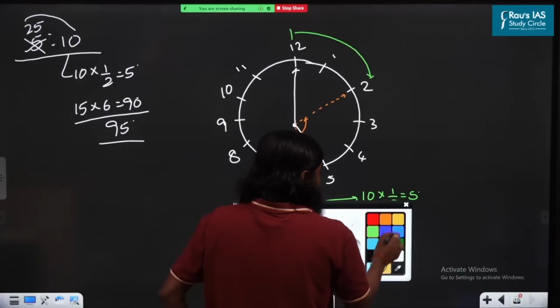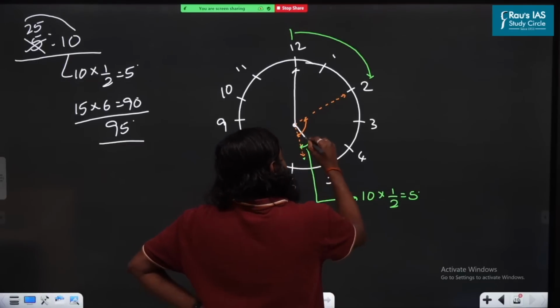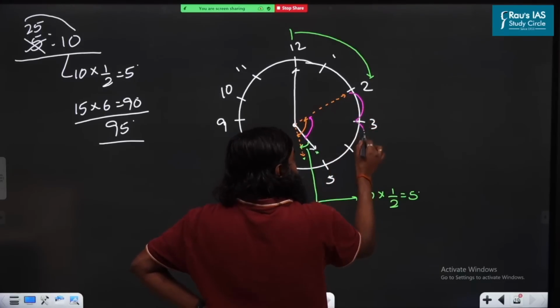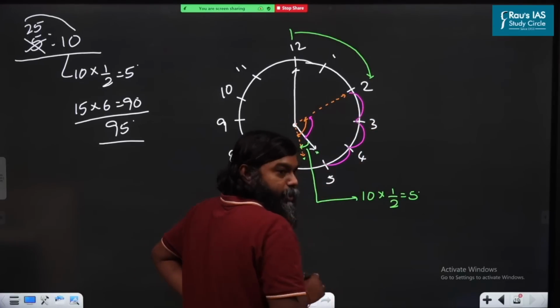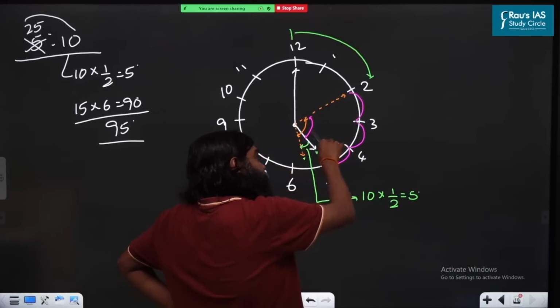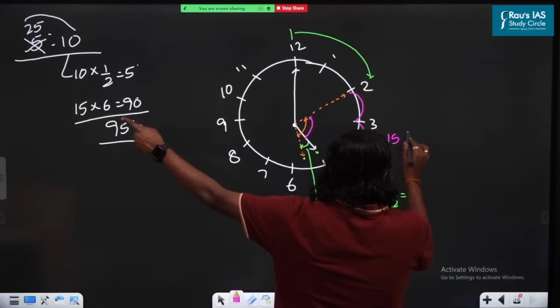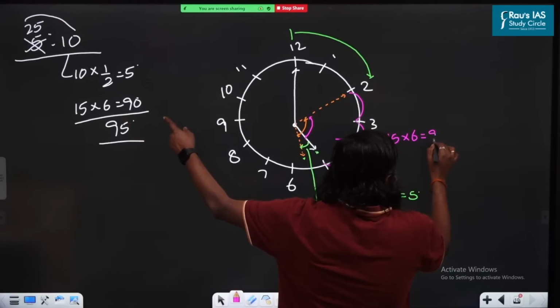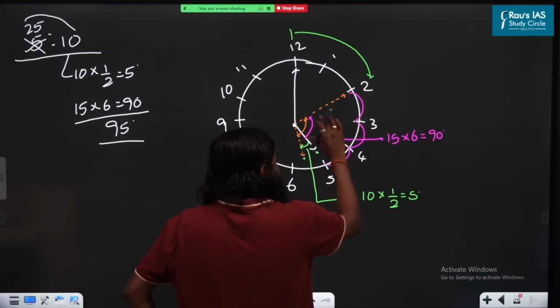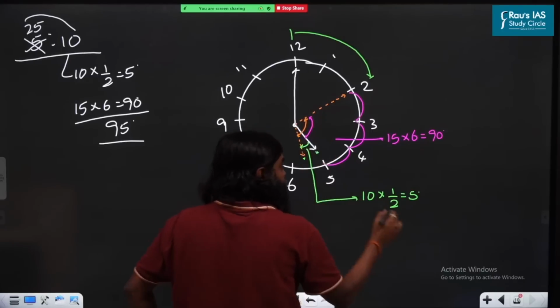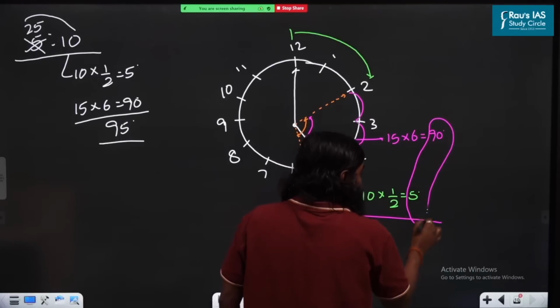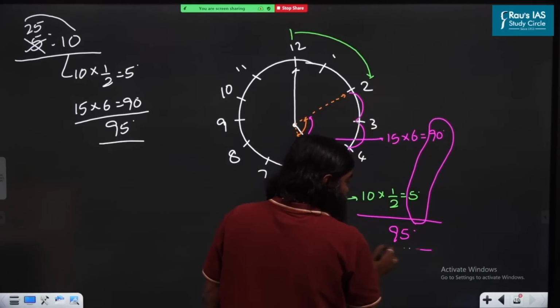Now, we derived this is 5 degrees. We need this also. Understand how much minute gap? 5, 10, 15 minute gap. Who is going to travel this 15-minute gap? The minute hand, 1 minute 6 degrees. 15 minutes, 15 into 6, how much degree? So this gap is 90. This gap is 5. So from here to here, how much? 95 is the answer. Do you understand?